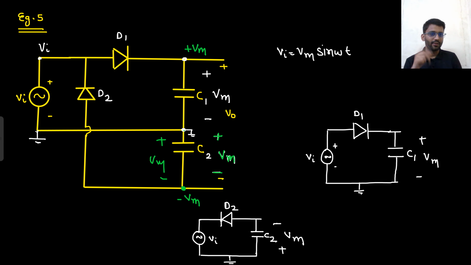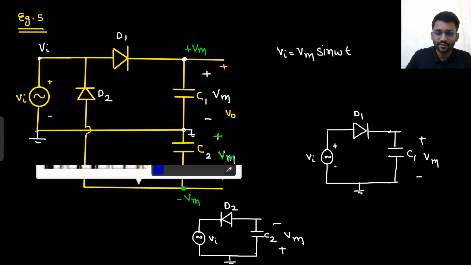That's it. In 1 second only you could have written the value of C2 voltage. Then you could have seen this is 0, then this will be plus Vm. If this is 0, this will be minus Vm. What is V0? V0 is the voltage difference between these two nodes. So that would be plus 2 Vm. That's it. Right? So what will be V0?